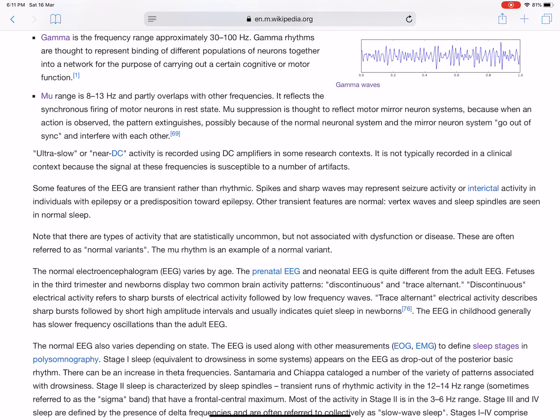Gamma waves. Gamma is the frequency range approximately hertz. Gamma rhythms are thought to represent binding of different populations of neurons together into a network for the purpose of carrying out a certain cognitive or motor function.